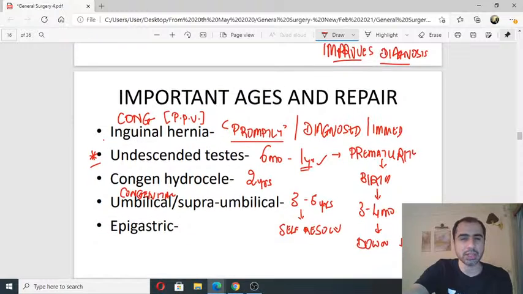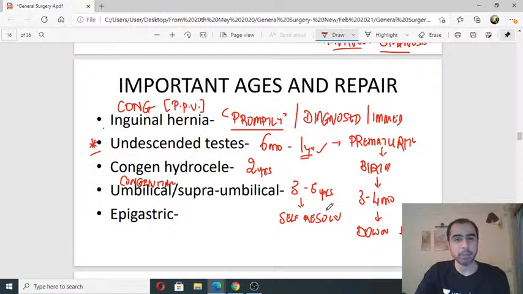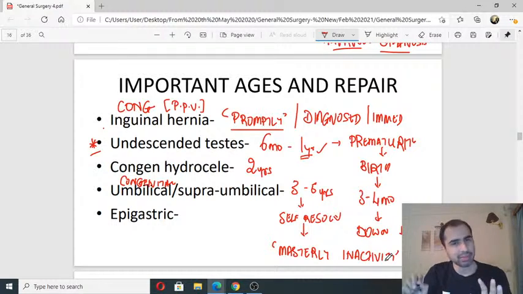You wait for 3 to 5 years. Anybody knows what the waiting period for congenital umbilical and supraumbilical hernias is called, where you wait for it to resolve on its own? It's all given in the book. It's called masterly inactivity. You can wait, unless it's a very big hernia or the child is symptomatic, then there is no waiting.